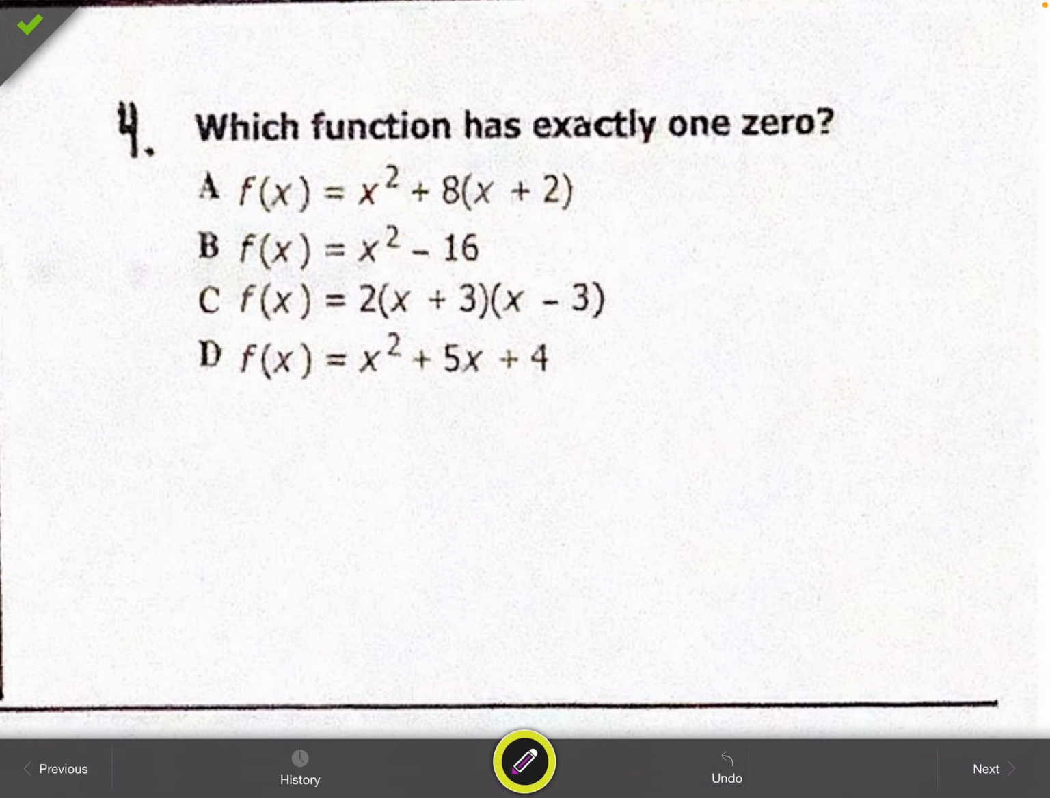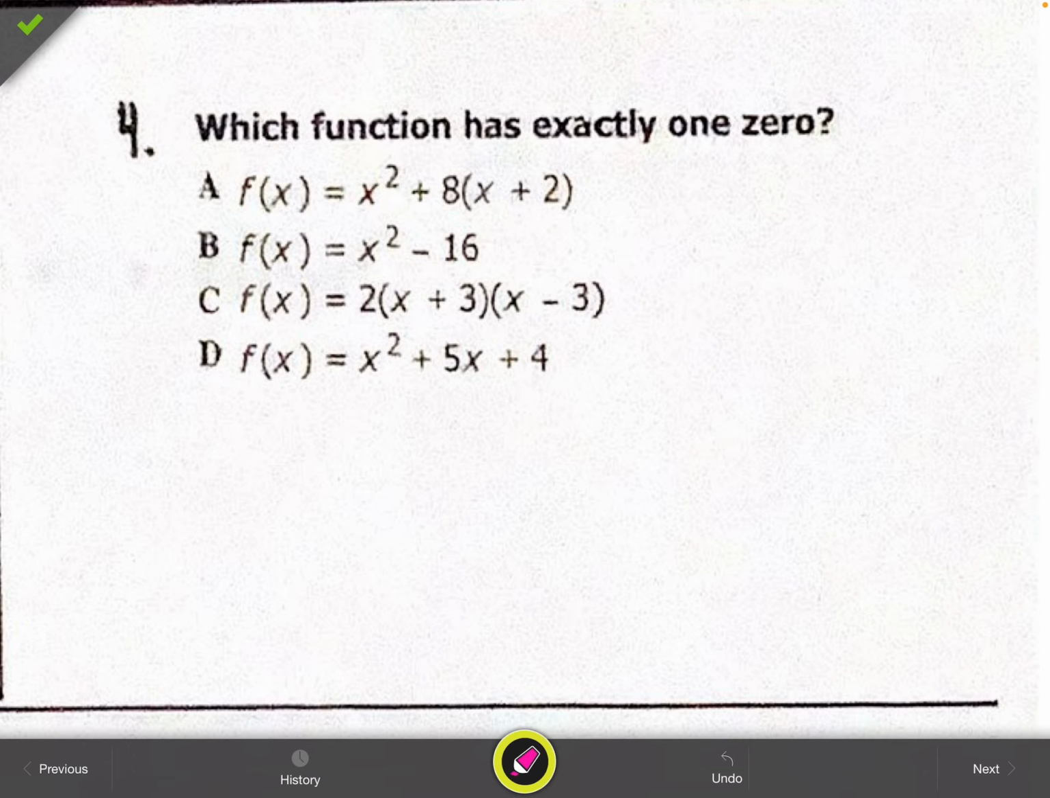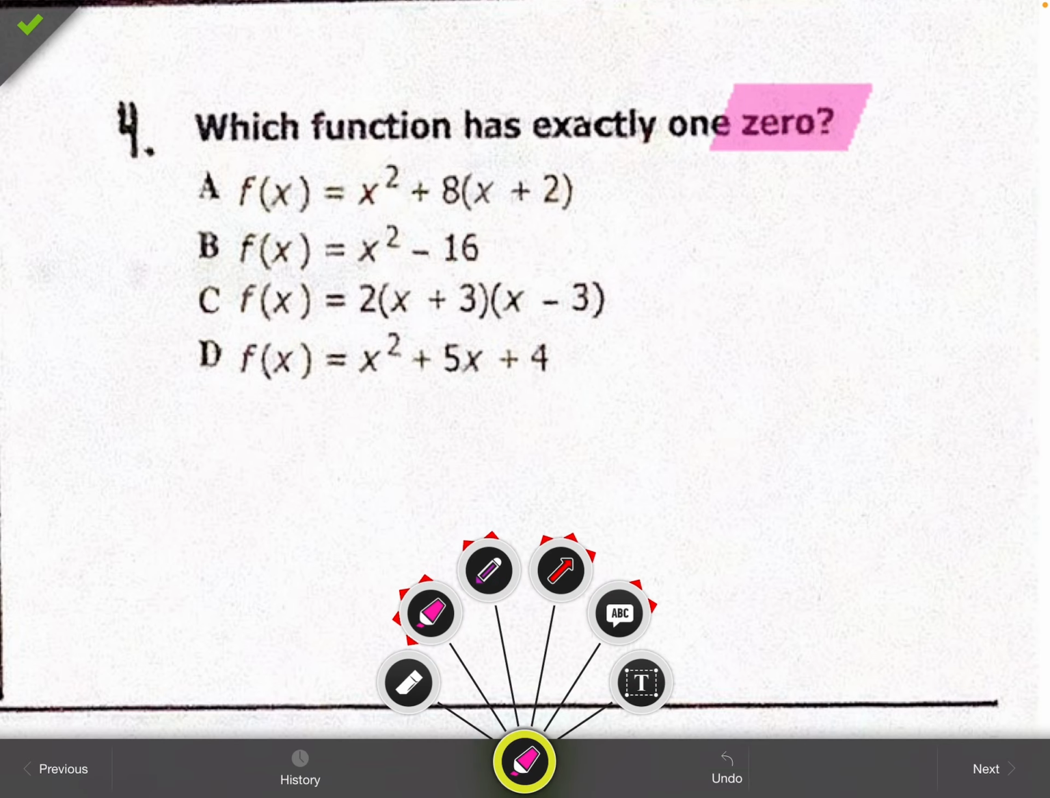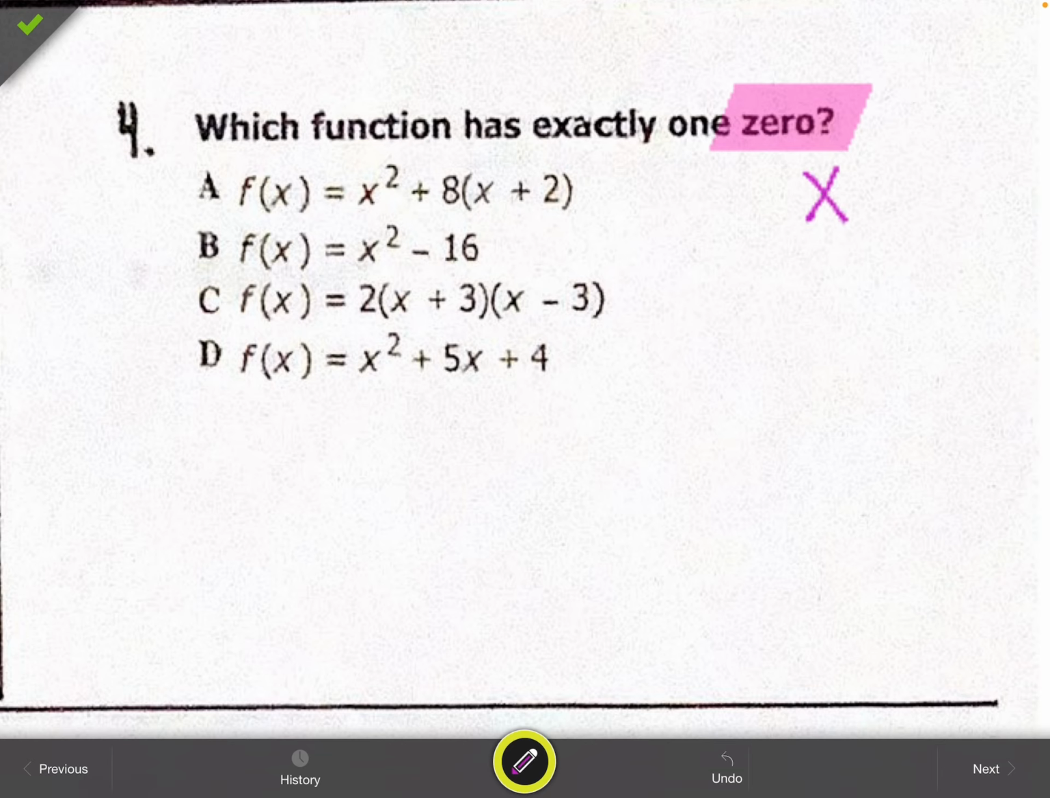All right, so number 4. Number 4, what you are going to do is you are going to pause the video and try to answer this yourself. Which function has exactly 1 0? So again, it's nice that they're telling us it's a function. Doesn't really mean anything or impact anything. Keyword is 0. As soon as I see that word, x-intercept should pop into my head. Okay, and if you need to, write it down. It needs to have only 1.